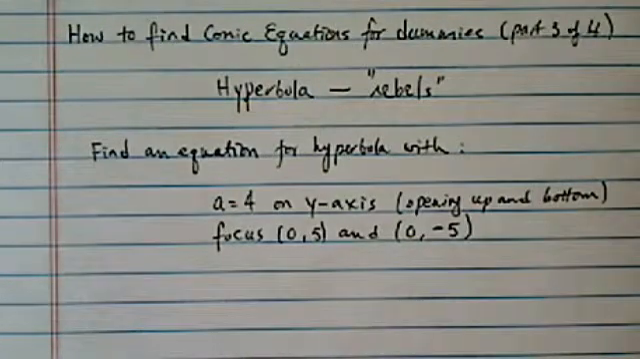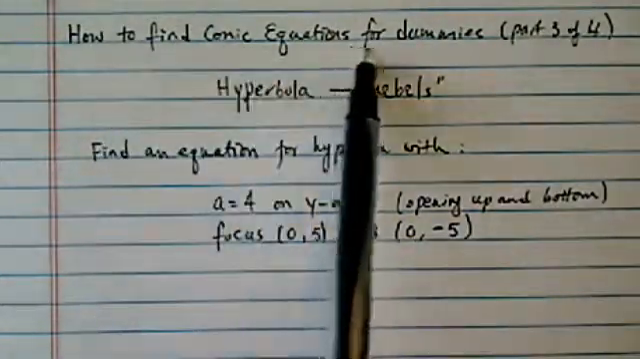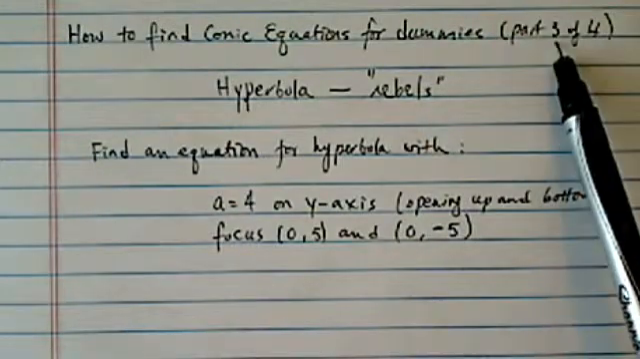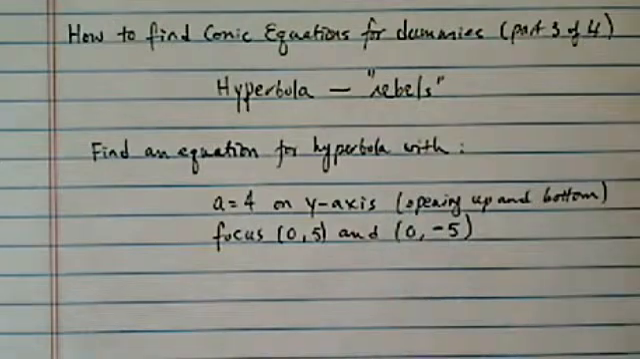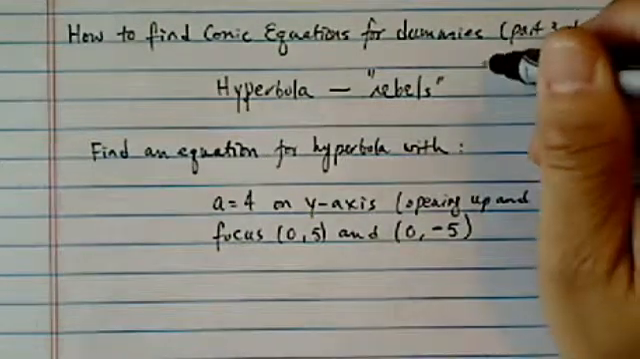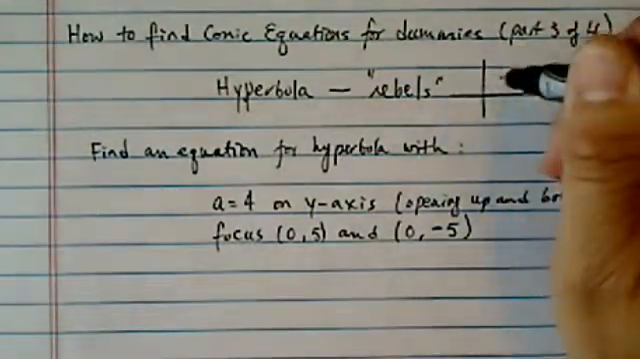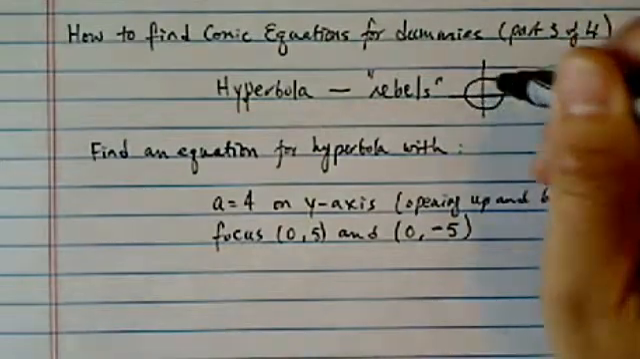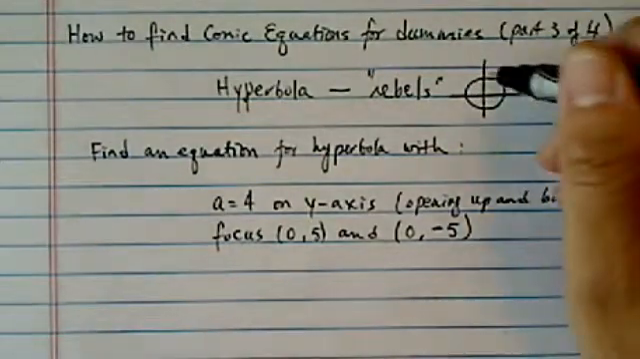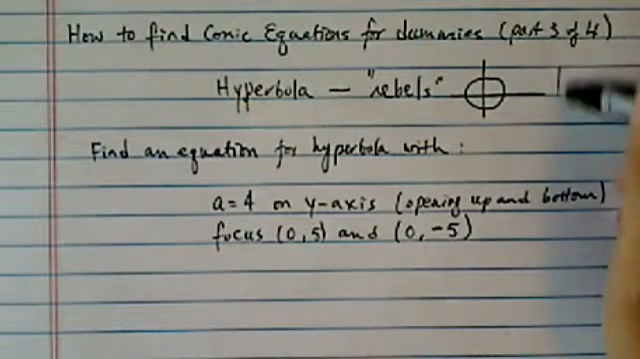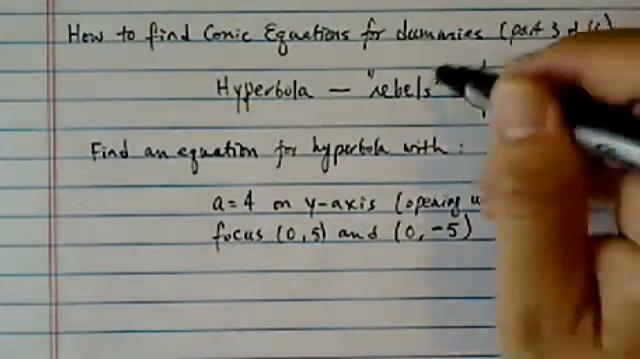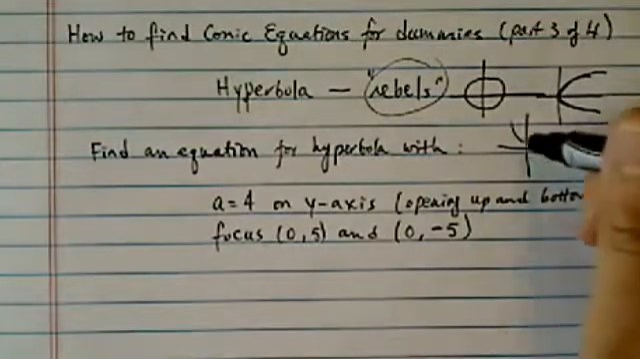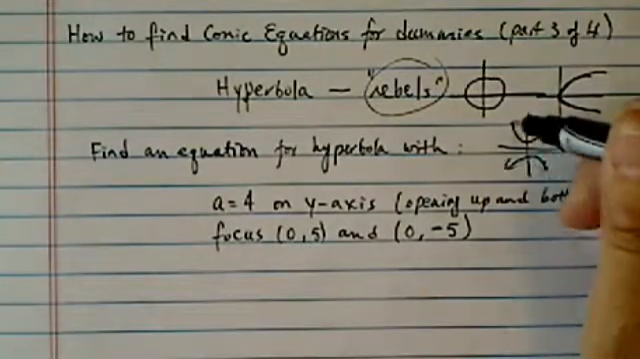Thank you for watching this clip on how to find conic equations for dummies. This is part 3 of 4. We are working on hyperbolas, what I call the rebels. In an earlier clip we talked about how circles or ellipses are the smart ones because they kept it together. And then you have the half-width of the parabolas. Now rebellious hyperbolas are literally broken into two pieces.